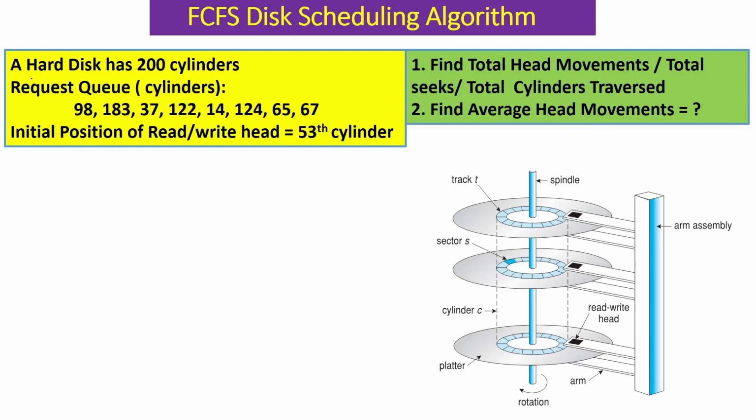So here you can see we have a question, and the question is asking for some things based on some data that we are given. So what is given to us?